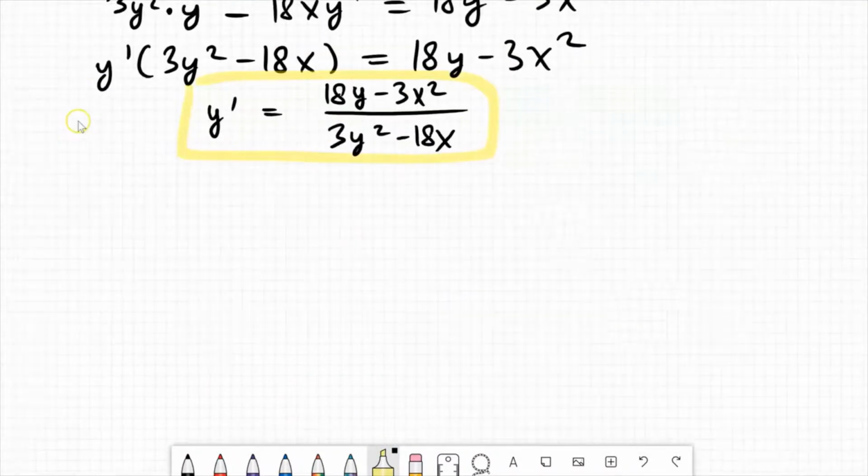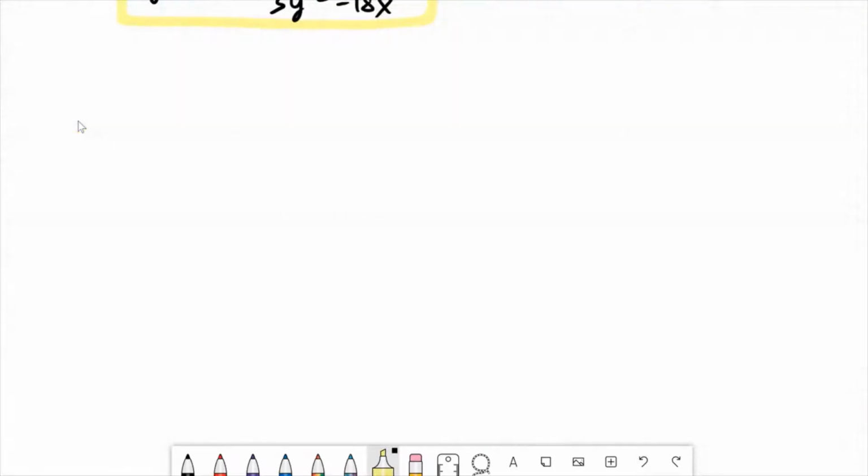Okay, scrolling down to question 3. I keep writing in highlighter accidentally. 3, what do we have? We will work with this function: y squared is equal to the quotient of x minus 1 divided by x plus 1.